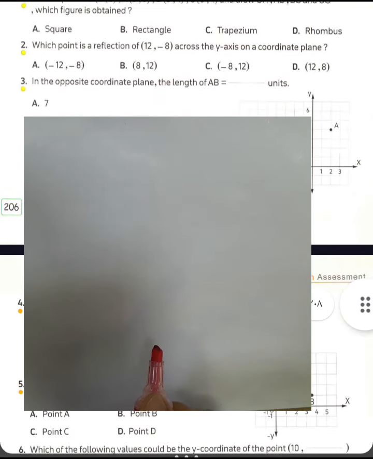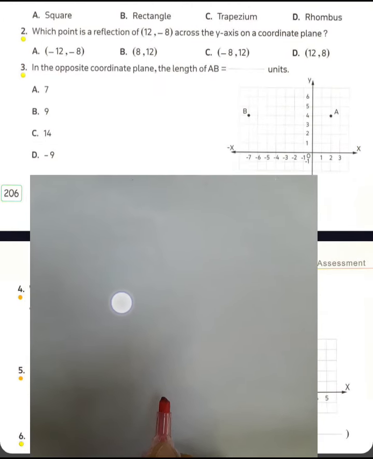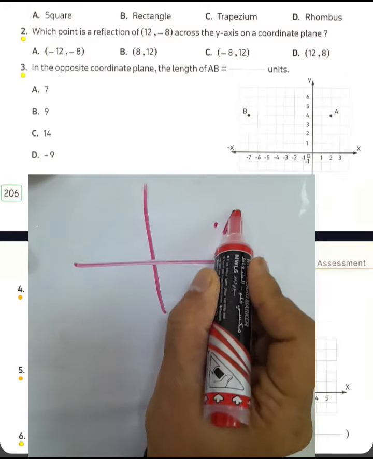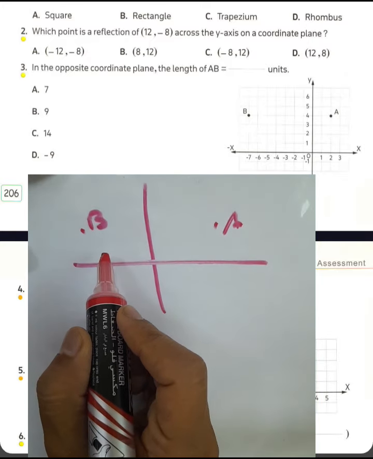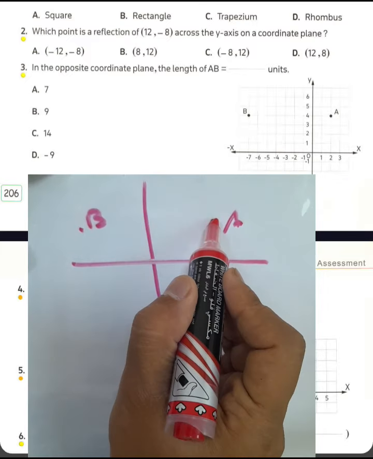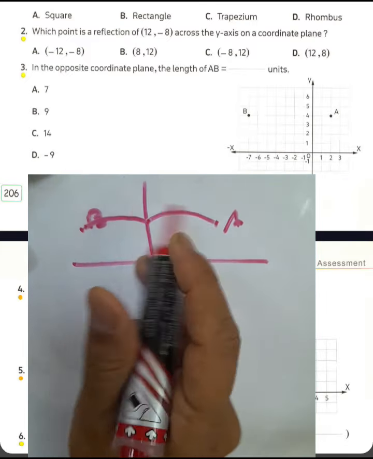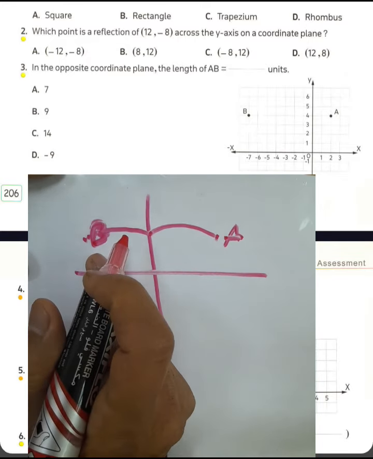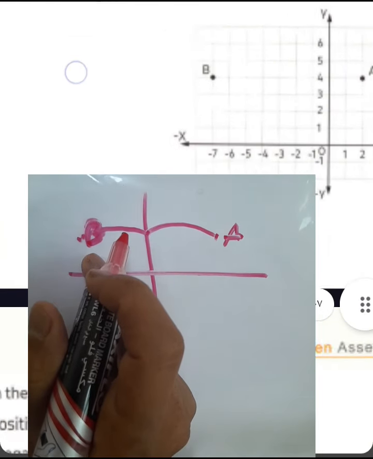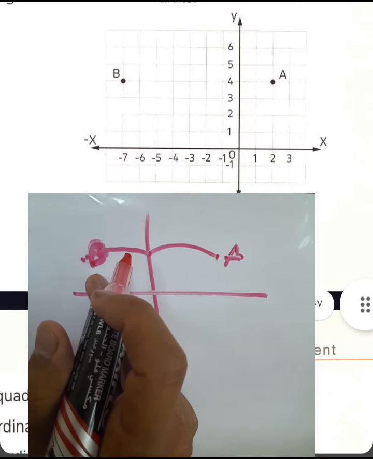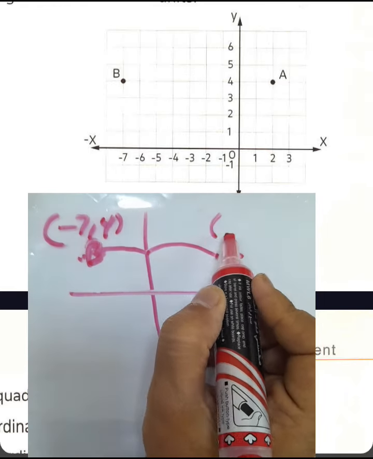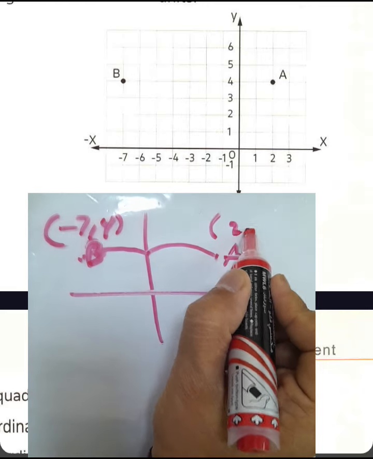Question number 3. In the opposite figure, in the coordinate plane, the length of AB equals what? Okay, we have A and B, and the distance between them. We can count how many units from A to 0 and 0 to B and add them, or we can find the coordinates of the points. B is (-7, 4), and A is (2, 4).